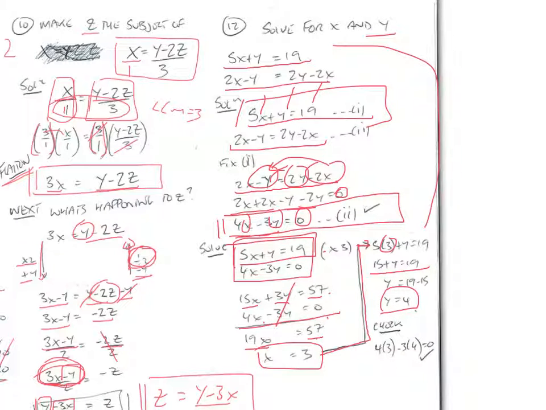Y is equal to 4, and I can check that by just putting it in any of the equations I've worked with, and they should all work out. So in this case I've chosen this one. So 4 by 3 minus 3 by 4 is 0. 12 minus 12 is 0.